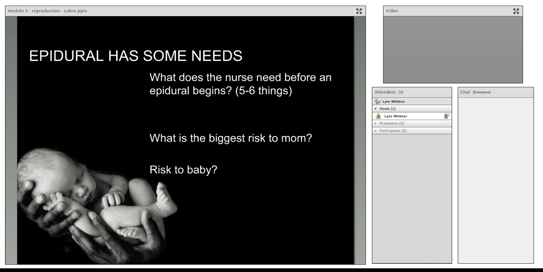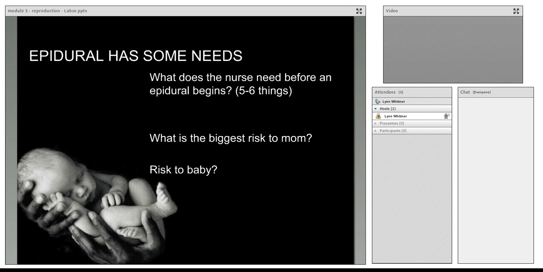We then have to have a consent that she has agreed to this, and we certainly can't get the consent after she's had medication. Hence, we get all of our consents upon admission to the hospital. Whether she gets an epidural or not, we get the consent signed. Third, we have to have an IV.